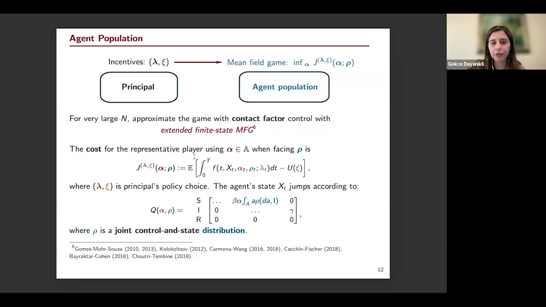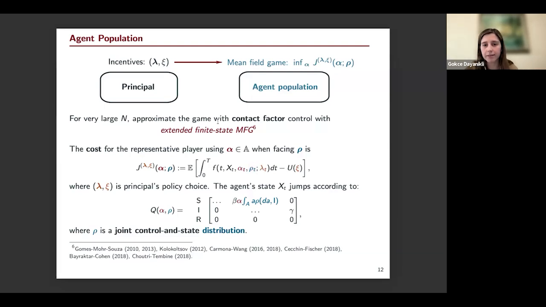So in this case, the cost for the representative player can be written in a general form as follows. They are going to be choosing the control alpha, and they are going to be interacting with the full population through the joint distribution that we denote with rho. When I use bold symbols, it is the full-time process. So then the objective of the representative player is to minimize the cost that you can see here. We have a running cost that depends on the time, the state of the agent, whether this person is susceptible, infected, or recovered, the socialization level of the person, and the population status through the joint distribution of the state and control.